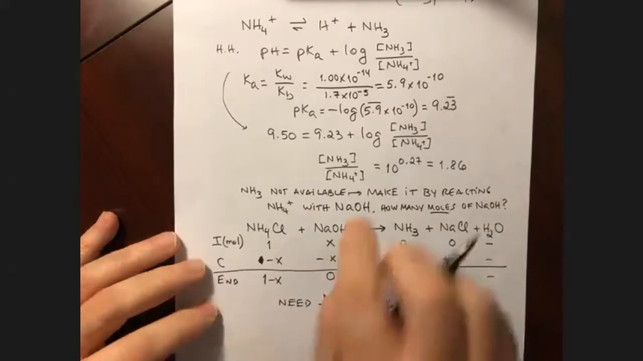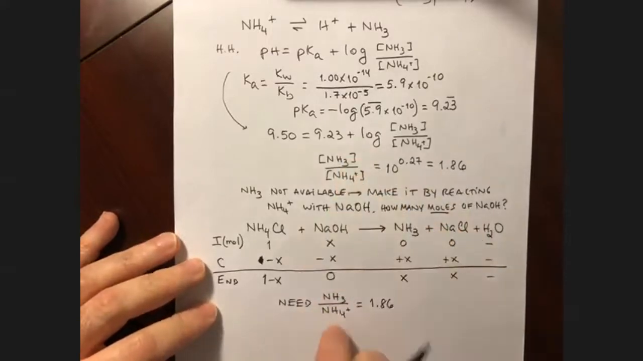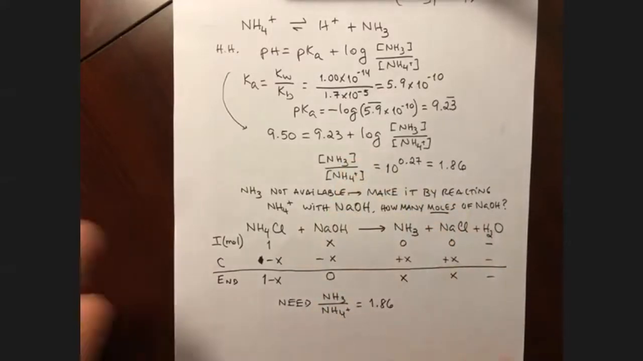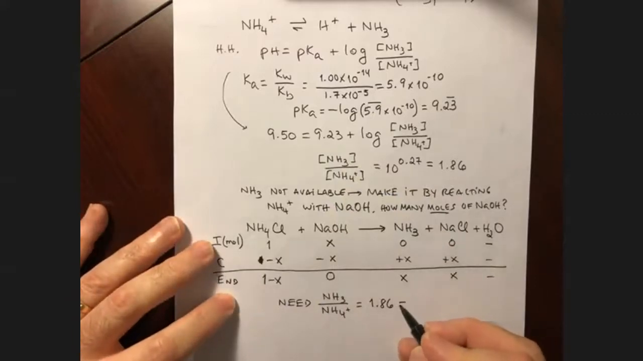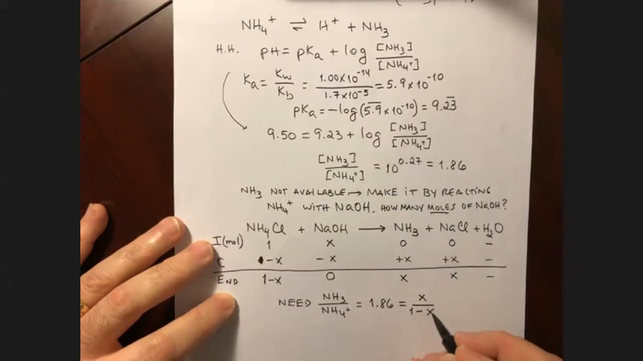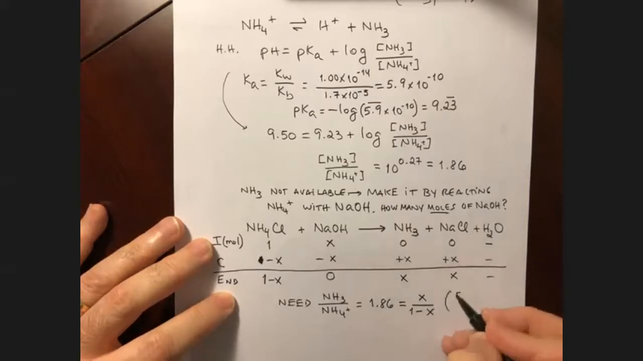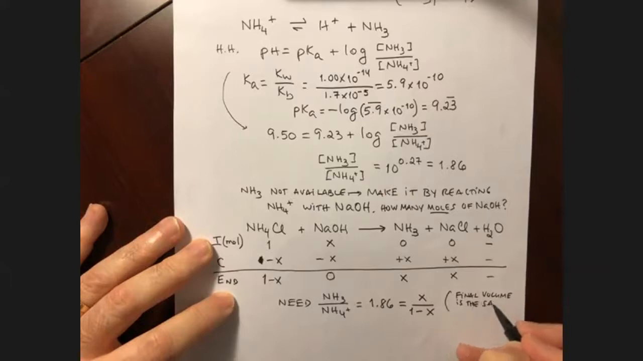Again, remember, we calculate by molarities, but they're both going to be in the same volume. So I can simply go with moles here. And this is going to be ammonia, which is X, and ammonium will be 1 minus X. Remember, the final volume is the same, so it's okay to do it with moles.